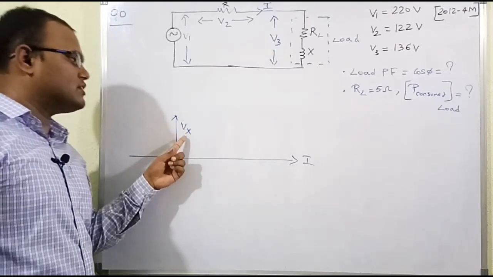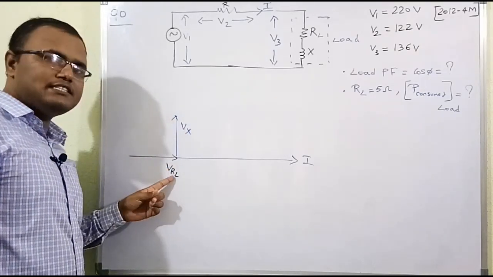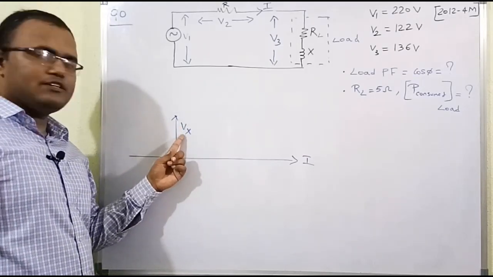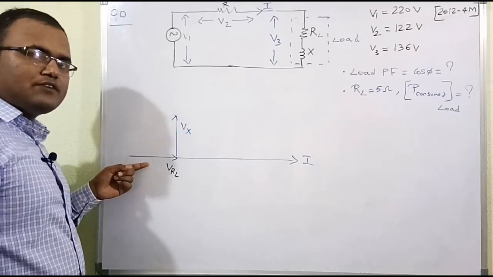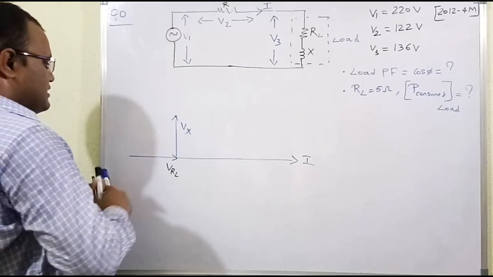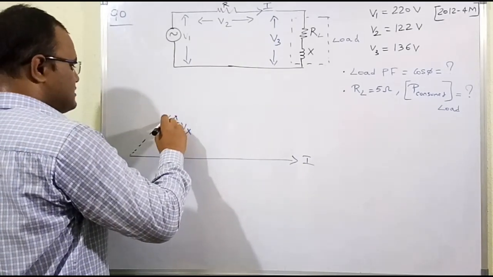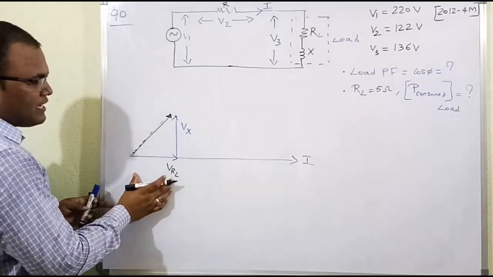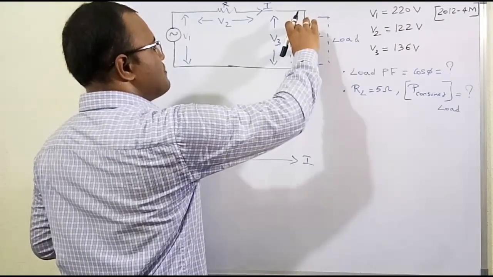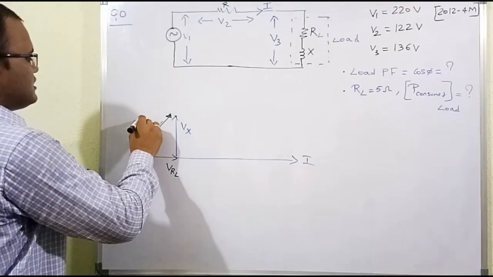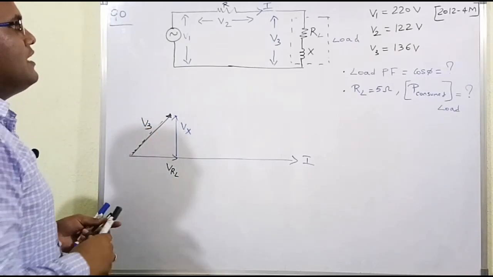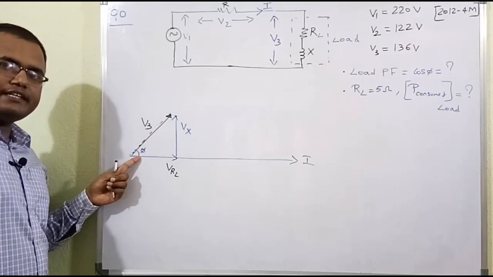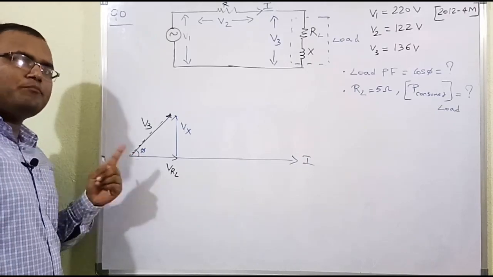So Vx is the voltage drop across the inductor X and VRL is the voltage drop across the resistor RL. The current lags the voltage across the inductor, and the current and voltage are in phase in the resistor RL. So the net equivalent phasor is a combination of VRL and Vx. The summation of VRL and Vx will become V3. So this is the V3 phasor, right? This is the angle phi. Phi is the power factor angle, and cos phi is the power factor.